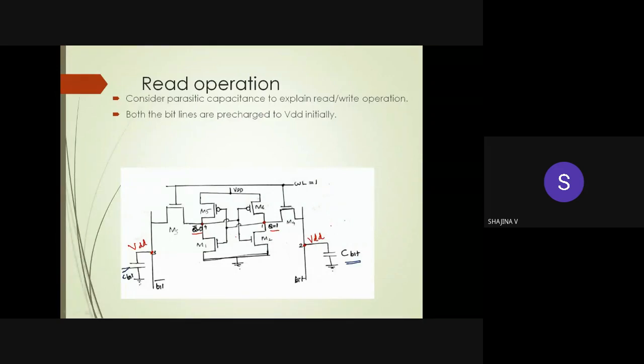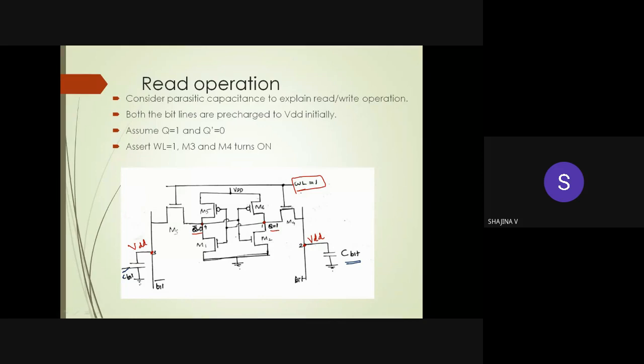Now I can say initially we are pre-charging the capacitor to VDD. So potential at point 2 and 3, it will be VDD. Okay, so then we are assuming Q is equal to 1 and Q bar equal to 0. And for read operation, one more thing, we have to ensure that the word line should be equal to 1. Okay, so initially we are pre-charging the capacitors to VDD, and we are turning on the word line.